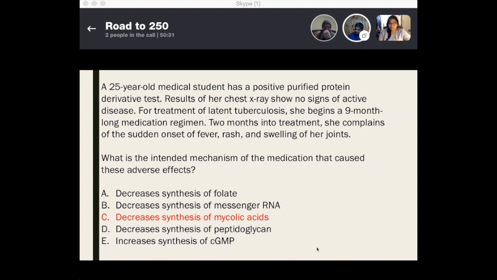Any other questions about any of the other options? Oh, peptidoglycan is Vanco, right? Yeah, it can be Vanco, any of the penicillins, cephalosporins, monobactams, any of them. And decreased synthesis of messenger RNA is referring to rifampin. Right. And that would cause yellow, orange. But you have to make sure that a patient is taking B6? Yes. To avoid peripheral neuropathy.